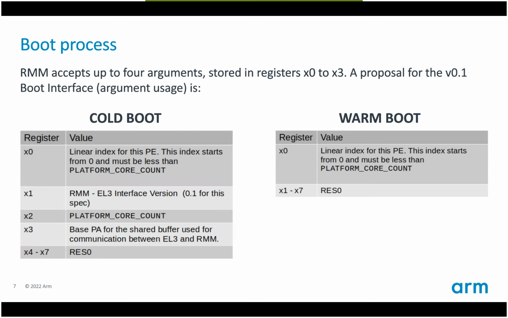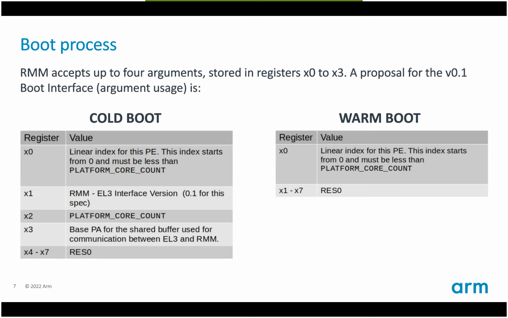Finally, the physical address we pass on X3 is a shared area between RMM and EL3 that can be used later during runtime to pass information. However, during the boot process, it can also contain a boot manifest, which is a data structure where EL3 firmware can store any other platform data needed for RMM to boot up.